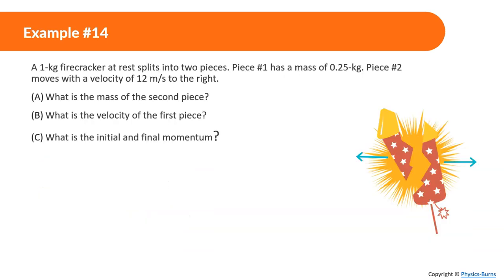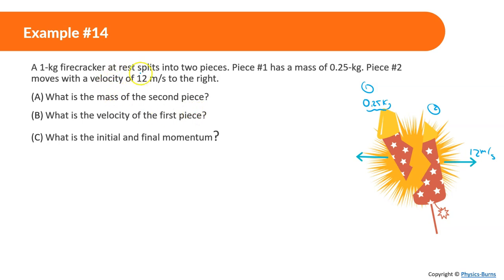Alright, moving on. A 1 kilogram firecracker at rest splits into two pieces. Piece number 1 has a mass of 0.25 kilograms. Piece number 2 moves with a velocity of 12 meters per second to the right. So let's kind of do some things. We'll call this 1 and this one 2. What is the mass of the second piece?